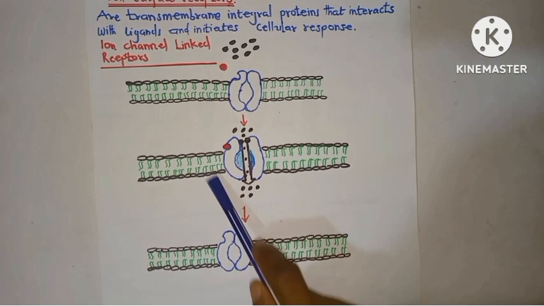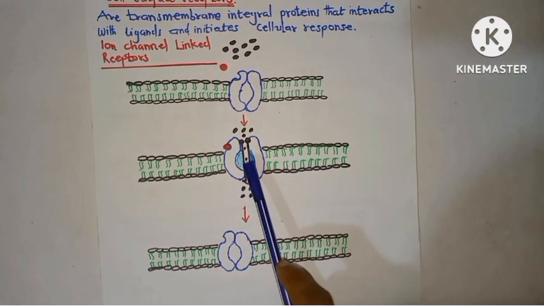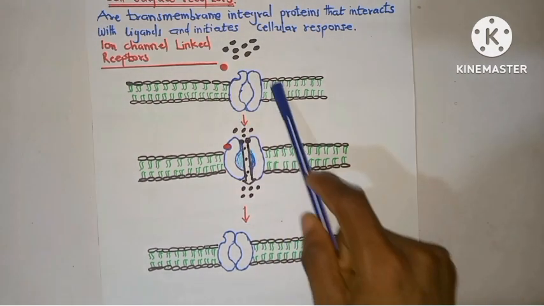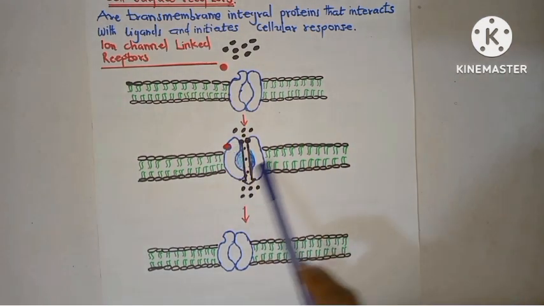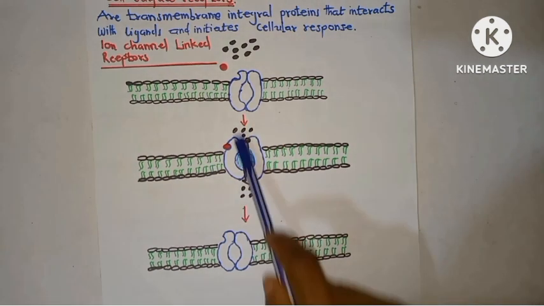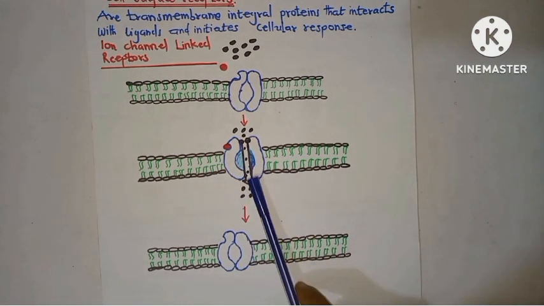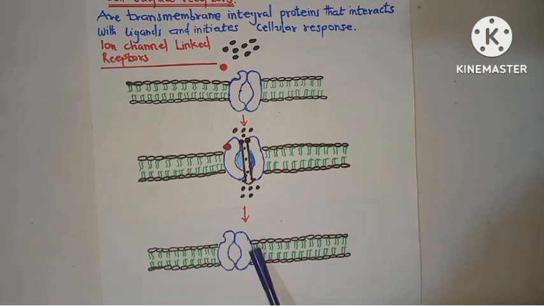Like I was saying, this is the ion channel. When the ligand binds to it, the receptor gets open, and when the receptor gets open, the ions pass through the channel. And then when the ions are done passing through, the receptor closes because the ligand that was attached will now detach from the receptor, and when that happens, the channel closes back.